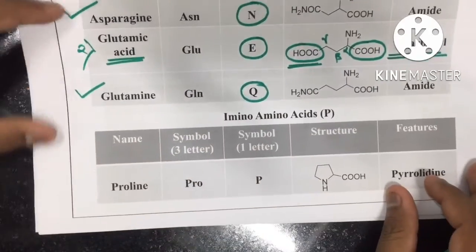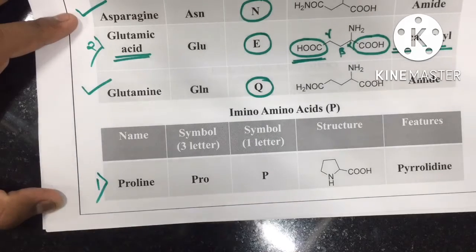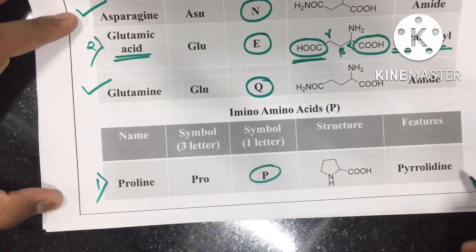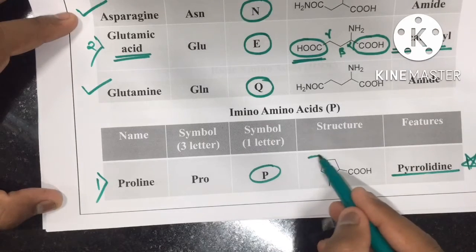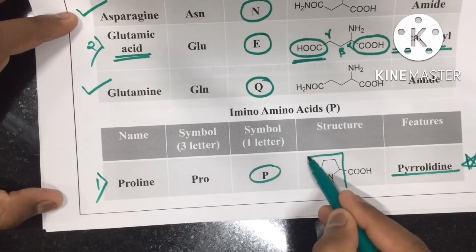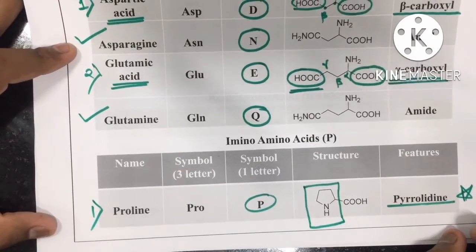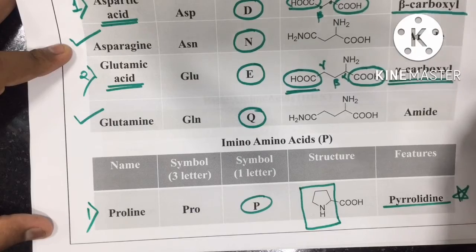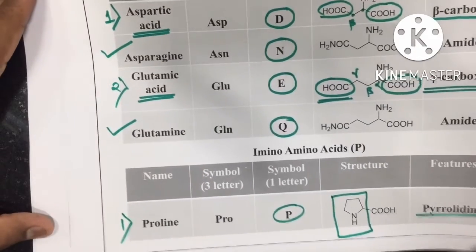Then there is only one imino acid, that is proline. What is the single letter symbol? That is P, and it contains the pyrrolidine ring, right? In the structure we can see this one is the pyrrolidine ring, right? That is the only amino acid which is an imino acid, right?